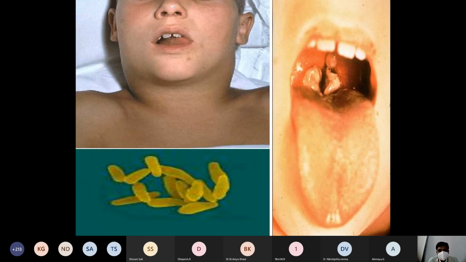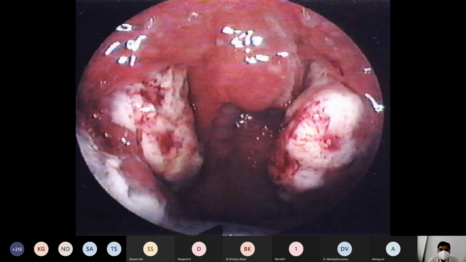So this photograph shows the bull neck appearance on the top left, followed by a micrograph of the bacilli below and the oral cavity photo showing the membrane on the tonsil on the right side. Nowadays there is an anti-vaxxer movement abroad, where people don't want to get their children vaccinated, and this can be one of the reasons why there is a resurgence of these conditions even abroad. This is another picture showing the grayish white membrane on the surface of the tonsils.